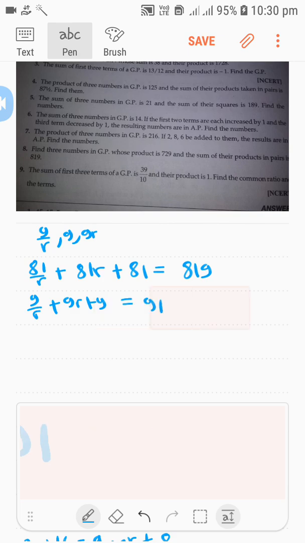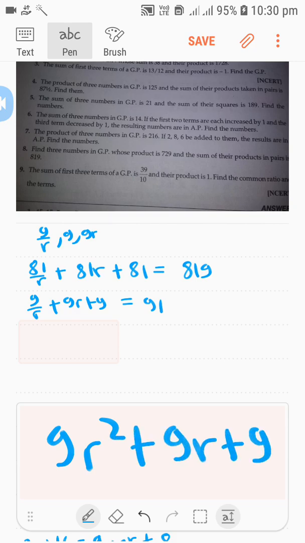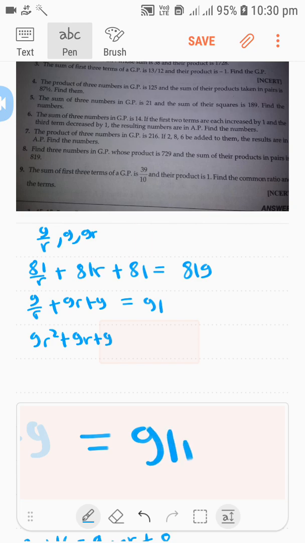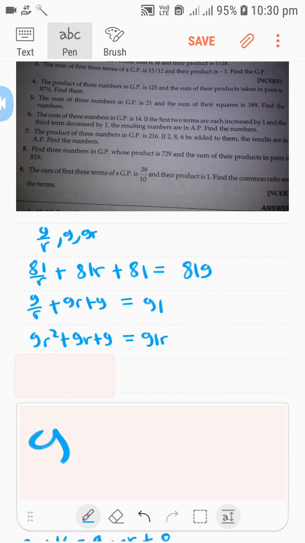That's nice. Now let's multiply this by r on both sides. So you get 9 plus 9r squared plus 9r is equal to 91r. Now let's move this 91r to the left hand side. You get 9r squared plus 91 minus 9 is just 82. Wait, what? No, not plus, it's going to be minus. 9r squared minus 82r plus 9 is equal to 0.